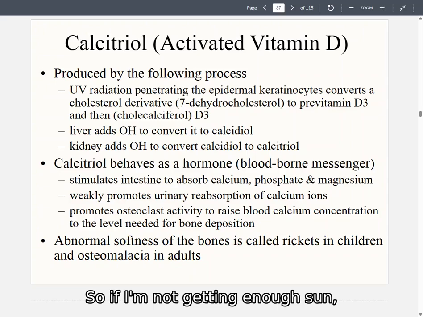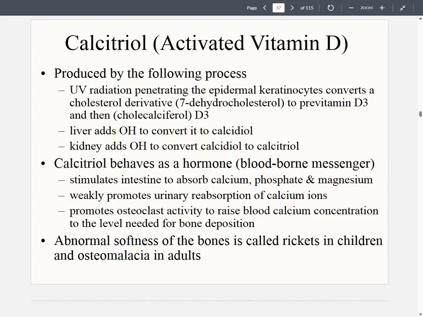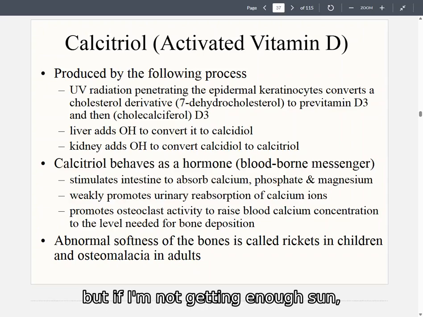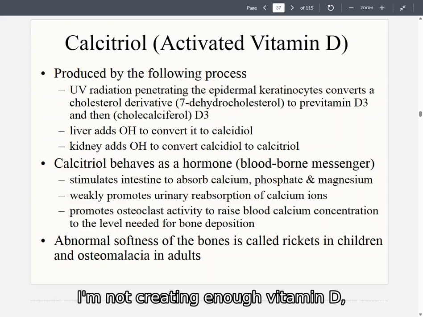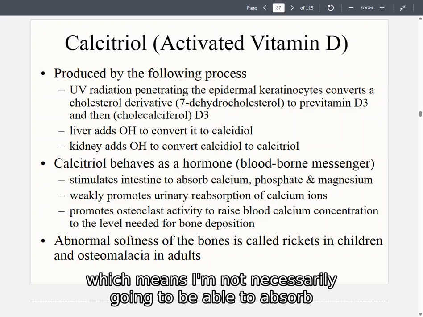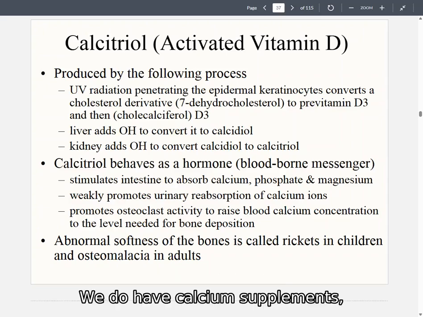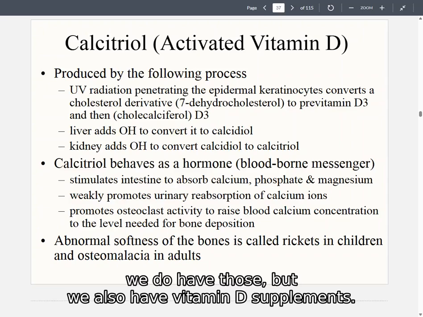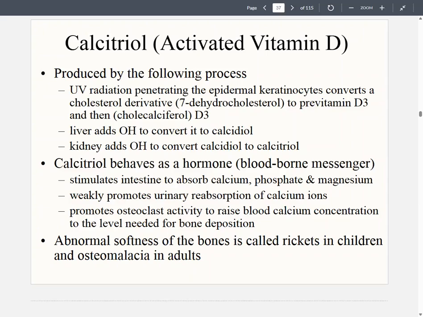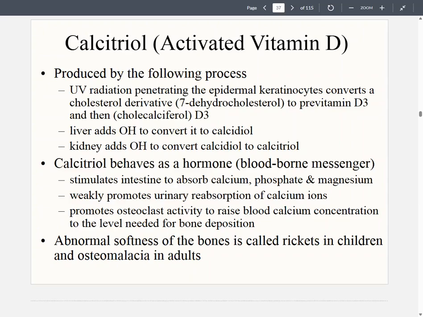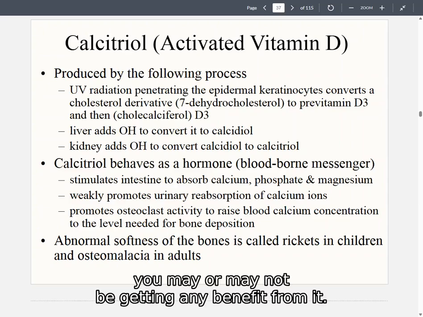So if I'm not getting enough sun, and there is such a thing as too much sun, as we talked about with the integumentary system, but if I'm not getting enough sun, I'm not creating enough vitamin D, which means I'm not necessarily going to be able to absorb all of the calcium I take in through my diet. We do have calcium supplements, and we have vitamin D supplements. Depending on the form of the vitamin D supplement that you take, you may or may not be getting any benefit from it.